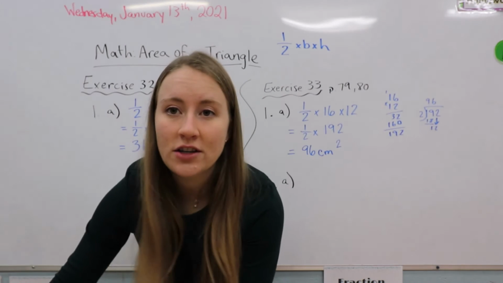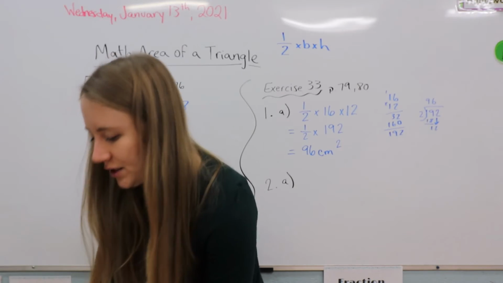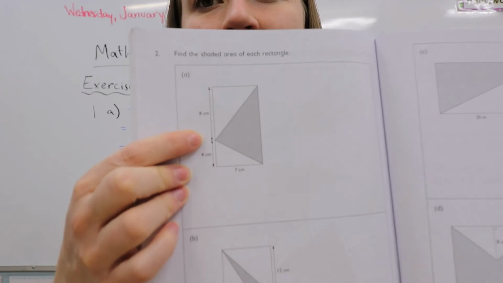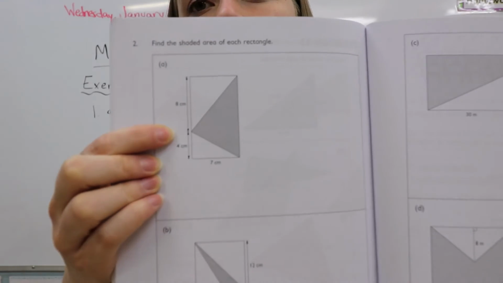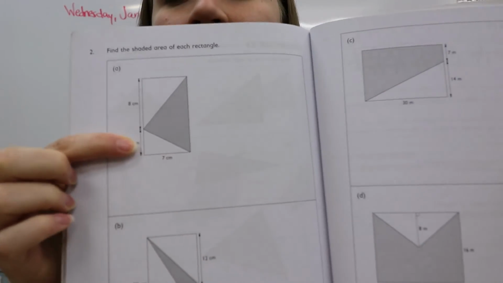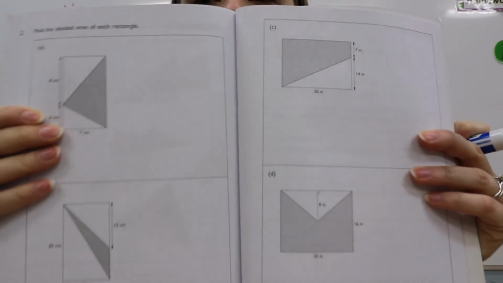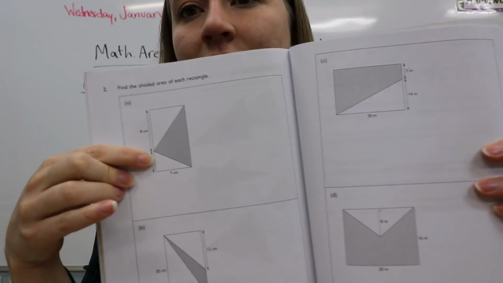Now I just wanted to go over with you quickly the first question, because this is what we worked with yesterday. I wanted to refresh your memories: when it gives us a rectangle and a triangle, you're finding the shaded area. For the first ones, you might not have to find 2 areas, but you may have to find 2 areas for these ones because it's asking you for the shaded areas. I'm going to do the first one on each of these pages with you.